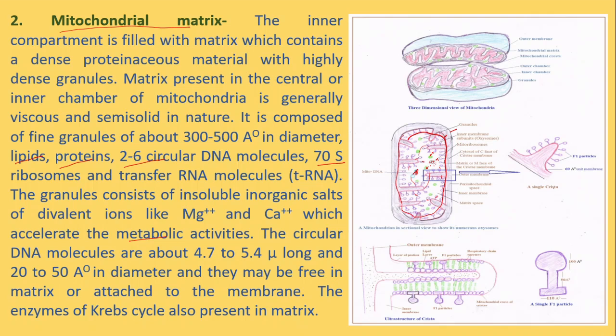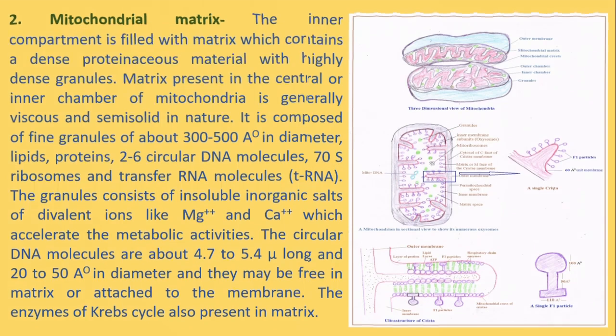So here you can see the mitochondrial DNA molecule has been shown. This is the DNA molecule, and it is 20 to 50 angstrom in diameter. The enzymes of the Krebs cycle are also present in the matrix. So this matrix also contains enzymes of the Krebs cycle.